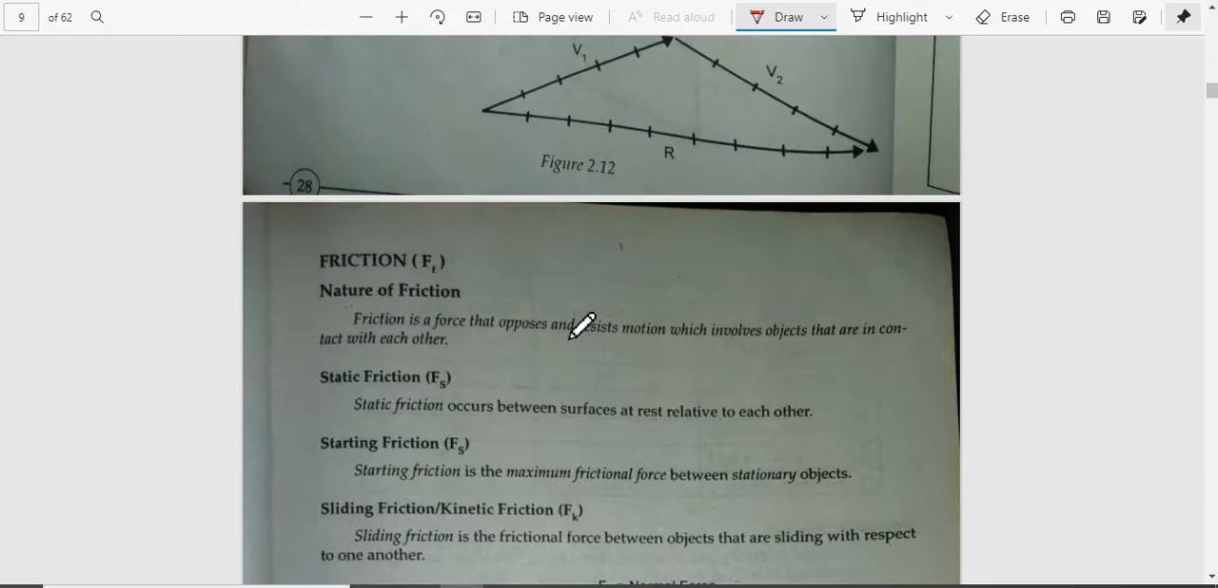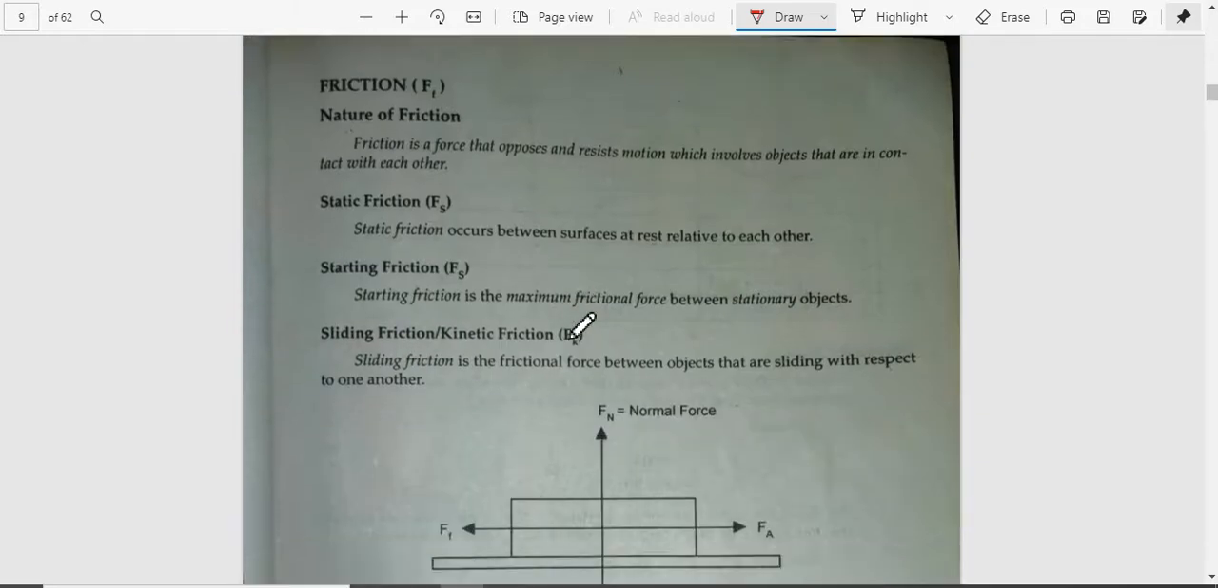Next is friction, the nature of your friction. Friction is a force that opposes and resists motion, which involves objects that are in contact with each other. You have first your static friction. A static friction occurs between surfaces at rest relative to each other. Next is your starting friction, so your Fs is either static or starting friction. Starting friction is the maximum friction between stationary objects.